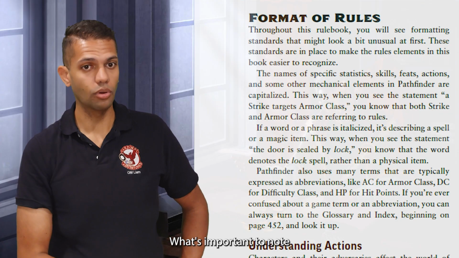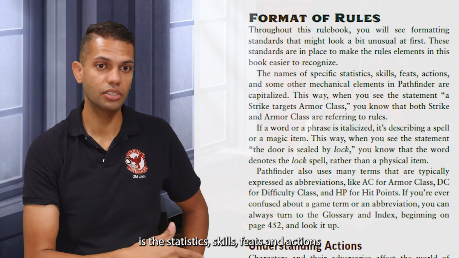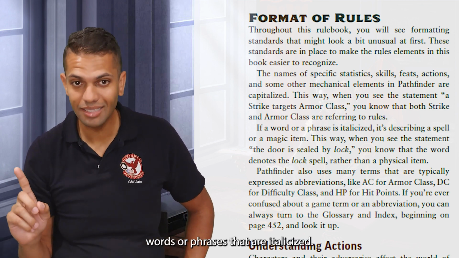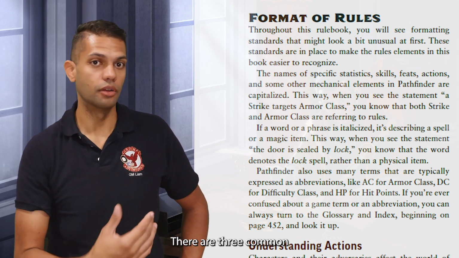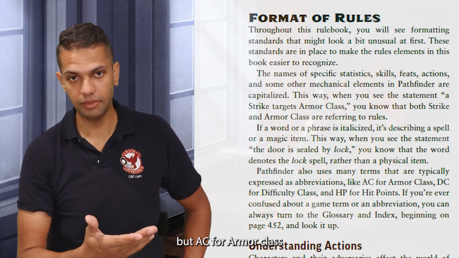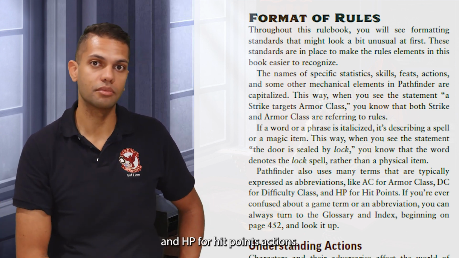Okay. What's important to note is the statistics, skills, feats, and actions are capitalized. Words or phrases that are italicized describe a spell or magical item. There are three common abbreviated terms, which we've seen already: AC for armor class, DC for difficulty class, and HP for hit points.